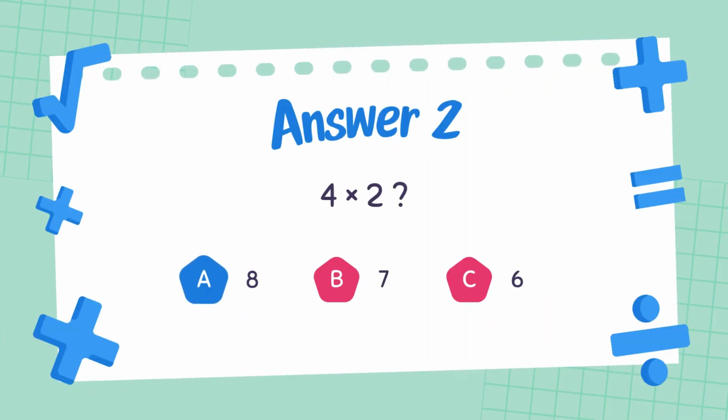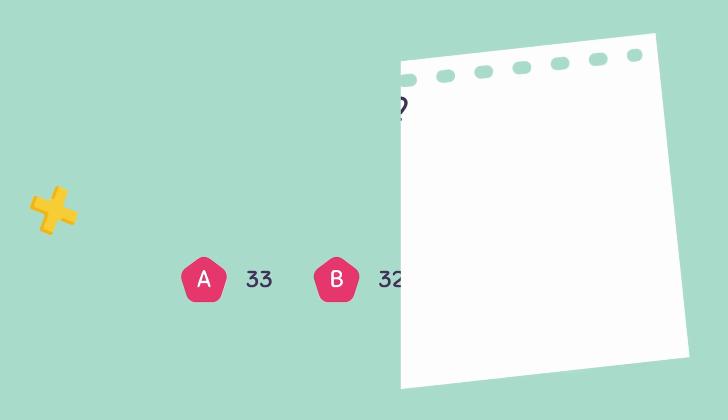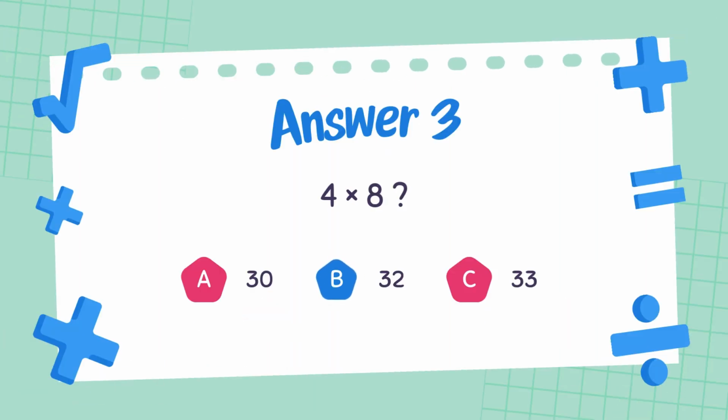Fantastic. Question 3. What is 4 times 8? Is it A, 33, B, 32, or C, 30? The answer is B, 32.